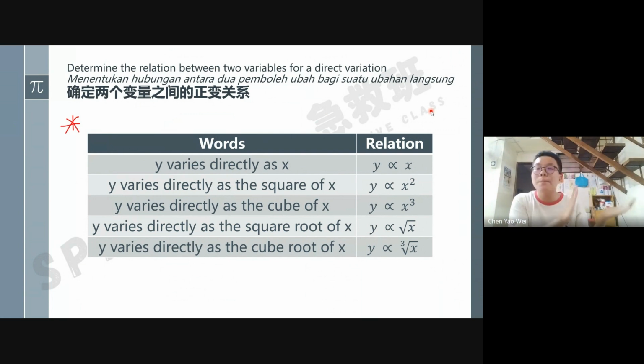The behind one, the important thing is the behind one. The part before the proportional sign, nothing happens. It's always the same, didn't change. Just the alphabet changes. Other than that, you just see the right hand side.